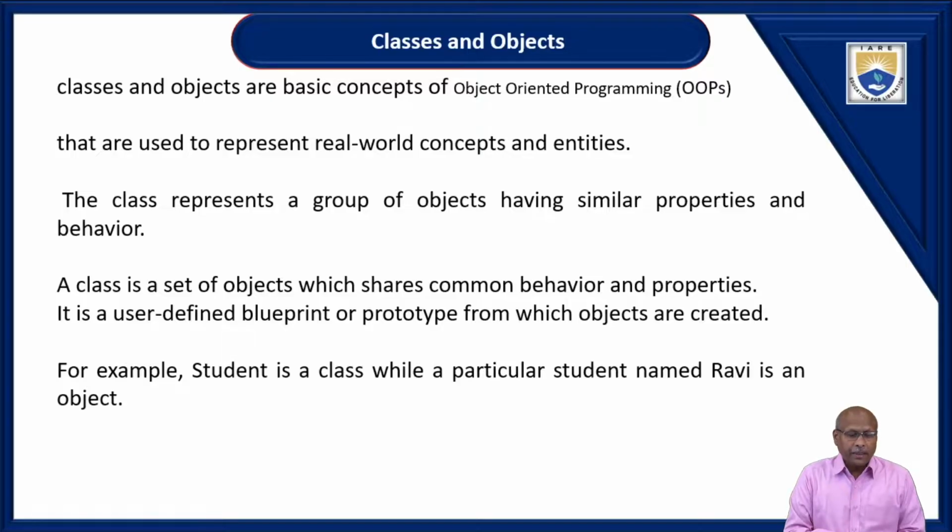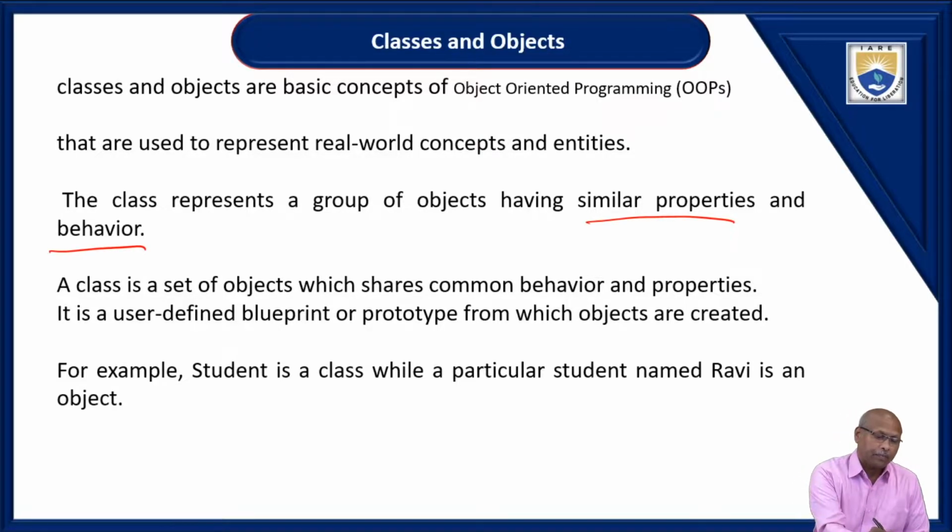The class represents a group of objects having similar property and similar behavior. The entity means real world entity which has similar type of behavior or similar type of properties. Those things will be represented by a special entity that is called your class. So I can say class represents a group of objects having similar type of properties and behavior.